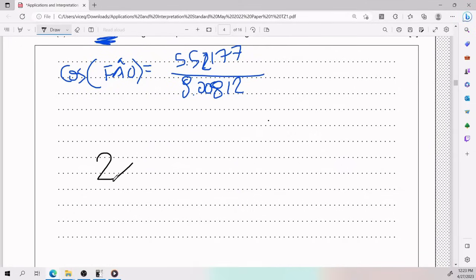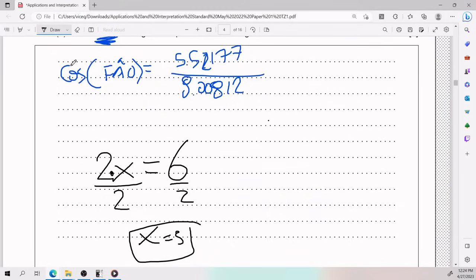If you have 2x equals 6, and I say, all right, what is the value of x? Well, 2 is multiplying x, ¿cierto? And so you divide by 2 because 2 is multiplying x. Why? Because division is the opposite of multiplication. x is 3. All right, ladies and gentlemen, what is the opposite of cosine?